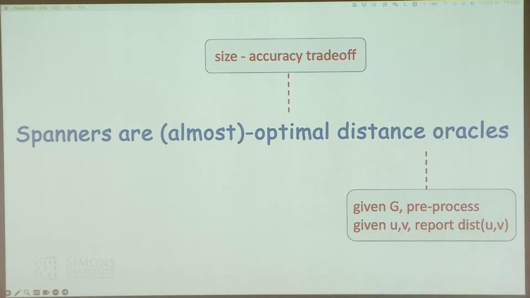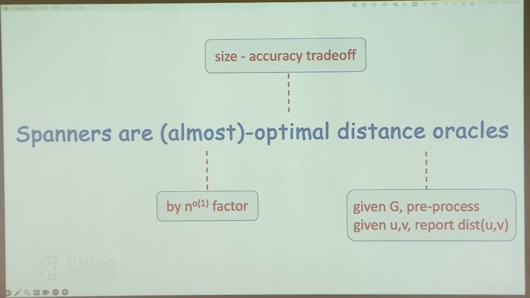Sometimes we also consider dynamic distance oracles, where we also have update time. All of those measures are not within the scope. It's just the size accuracy trade-off. The third point, almost, means we're still not exactly optimal. We are a little-o-of-one factor away from that. That is the one-liner information about this talk.